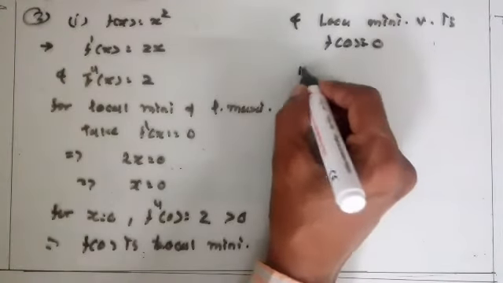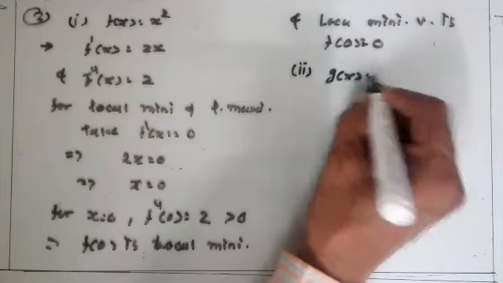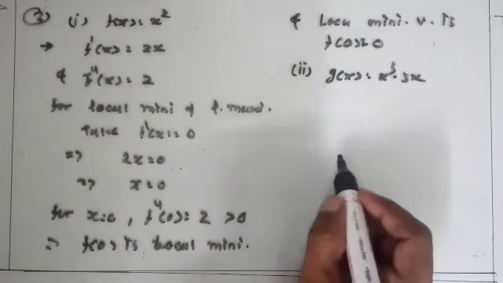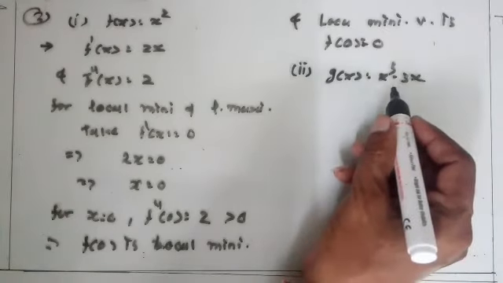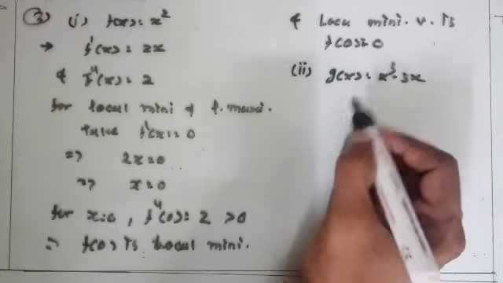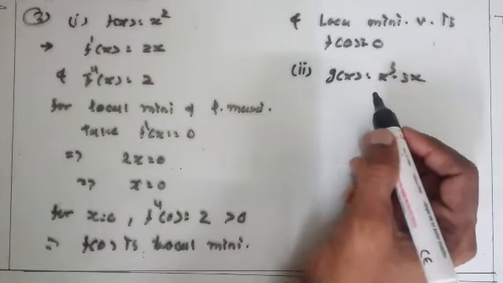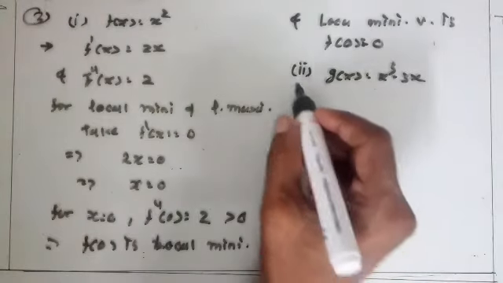Applying the same, solve question number second. g(x) is equal to x raised to 3 minus 3x. For this, first get the first derivative, compare with 0, get different values of x, and put them in the second derivative and check greater than 0 or less than 0, and find the local minimum and local maximum.